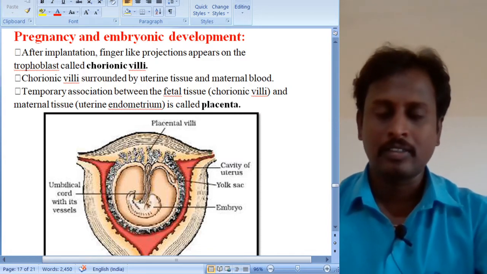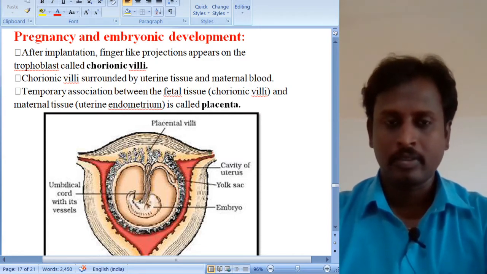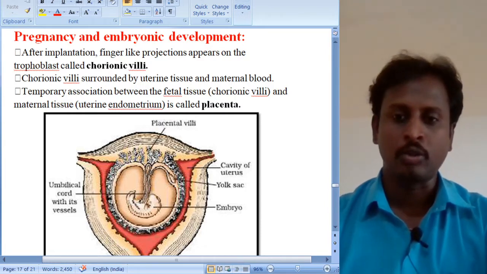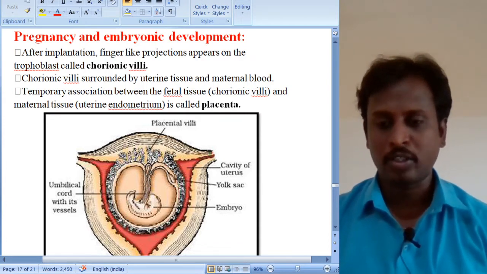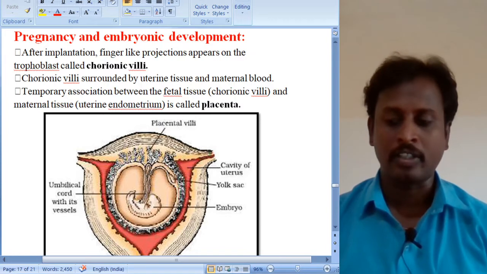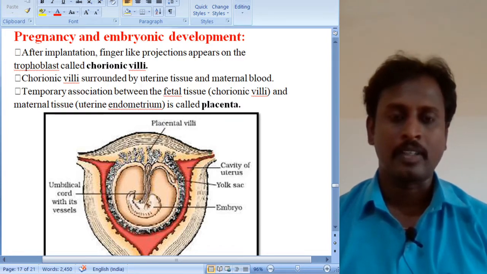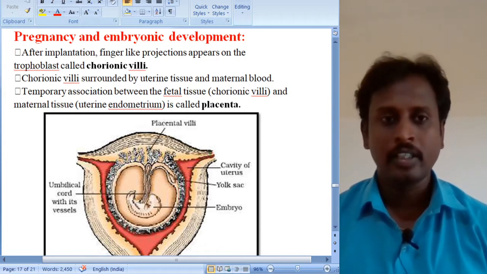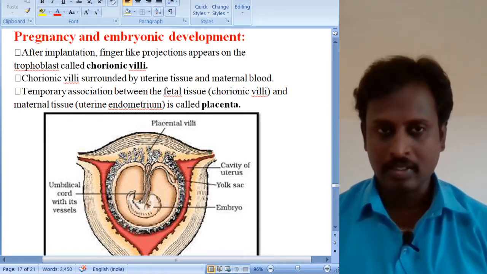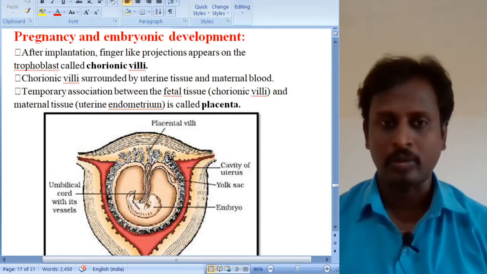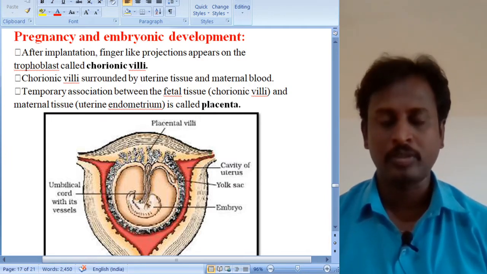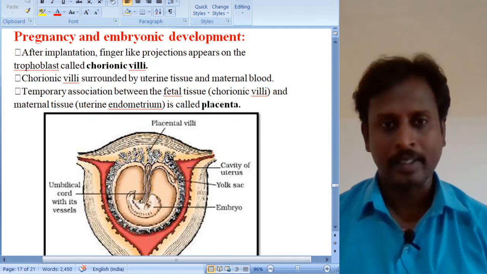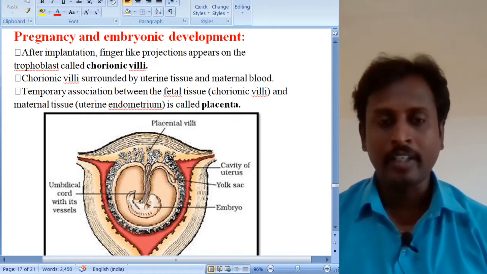In the last sessions, we discussed chapter number 3, that is human reproduction. In the last session, we discussed especially the fertilization process as well as the implantation process. In this class, we are going to discuss one more concept of the chapter, that is pregnancy and embryonic development.